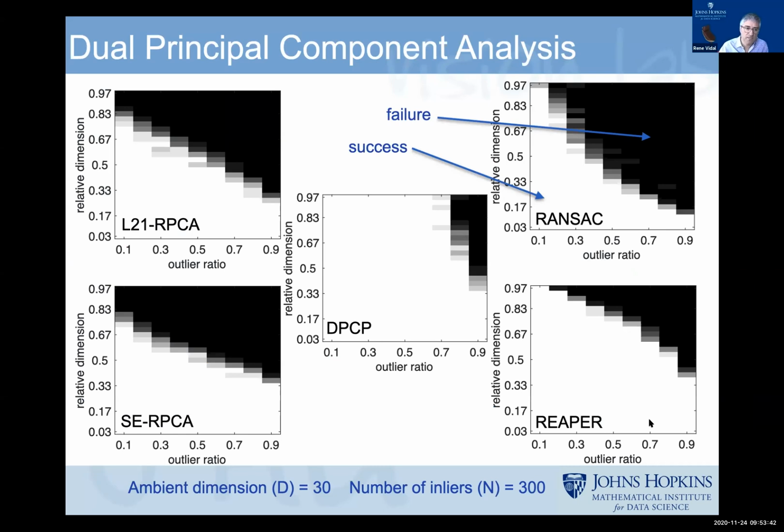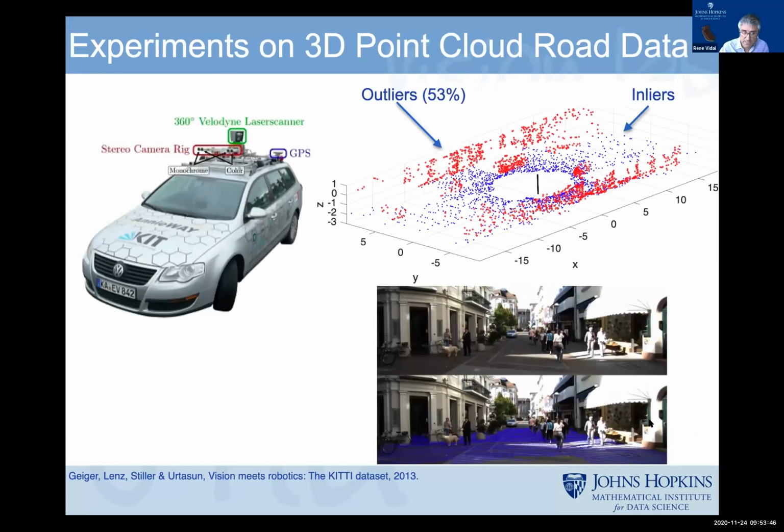I'm not going to repeat the synthetic experiments. Let me now show you this data set. This is the KITTI data set. It is lots of data that was taken by a car: 3D point clouds, images. The goal here is to estimate the ground plane from point cloud data.